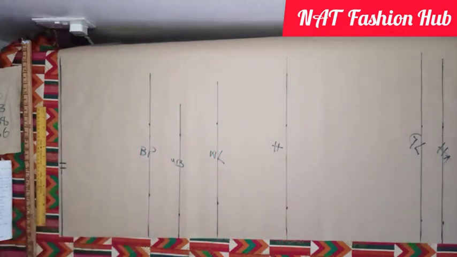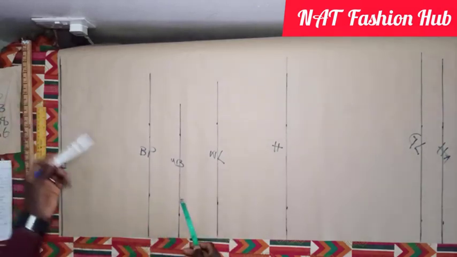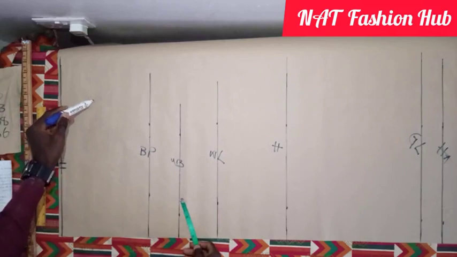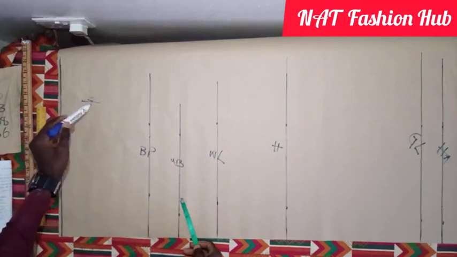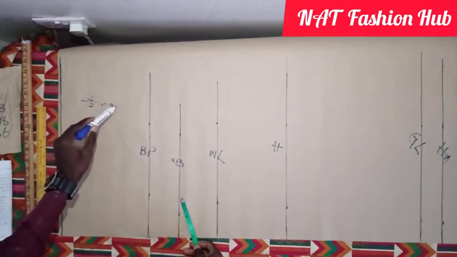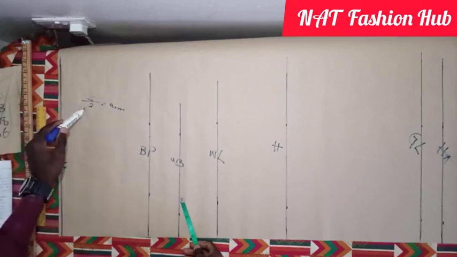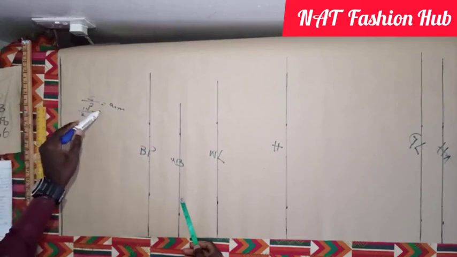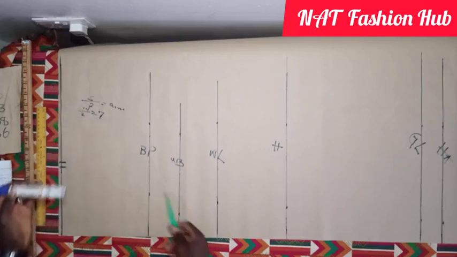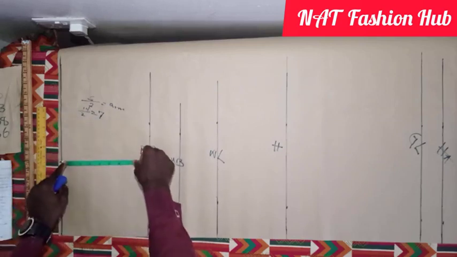So the next thing we're going to do is to locate our arm. How do we locate our arm? The formula for getting the arm is shoulder measurement divided by 2, which is equal to the arm. So our shoulder here is 14, divided by 2 is equal to 7. So our arm will be located at 7.